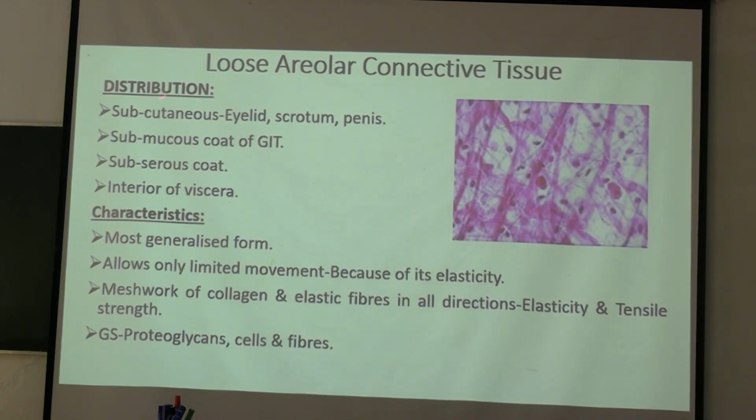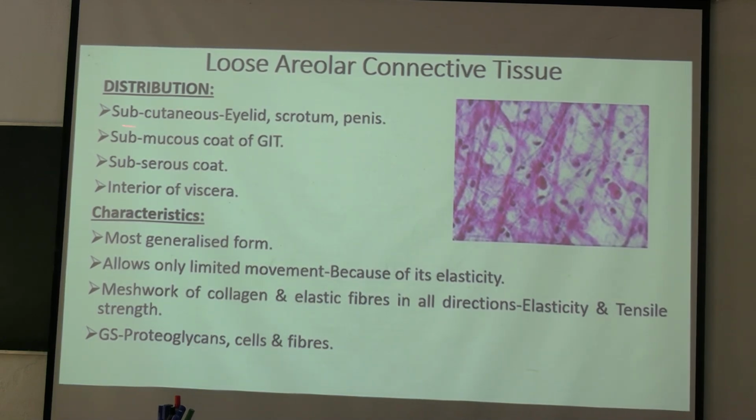This is the histological picture of loose areolar connective tissue. These dots are the cells, the different types of connective tissue cells. These are the fiber bundles. Different types of fibers are there: collagen, elastic, like this. Reticular fibers have a special location. These collagen and elastic fibers are present in many of the tissues.